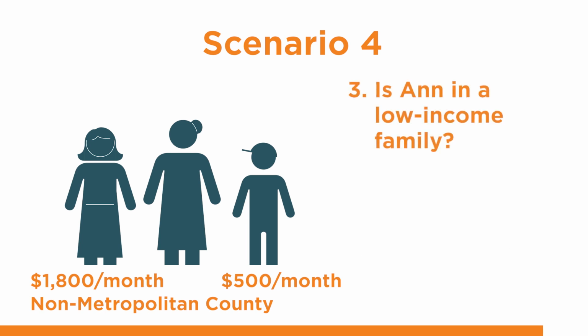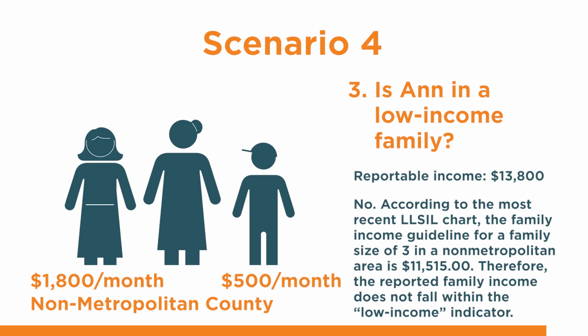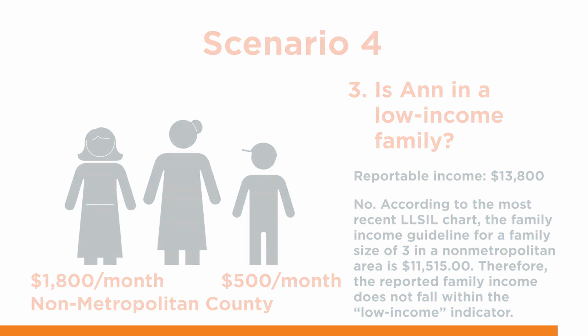3. Is Anne in a low-income family? No. According to the most recent LLSIL chart, the family income guideline for a family size of 3 in a non-metropolitan area is $11,515. Therefore, the reported family income does not fall within the low-income indicator.